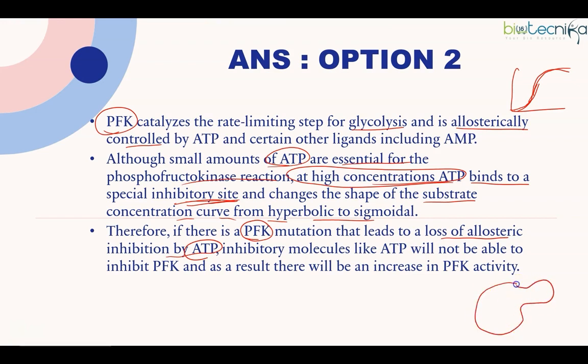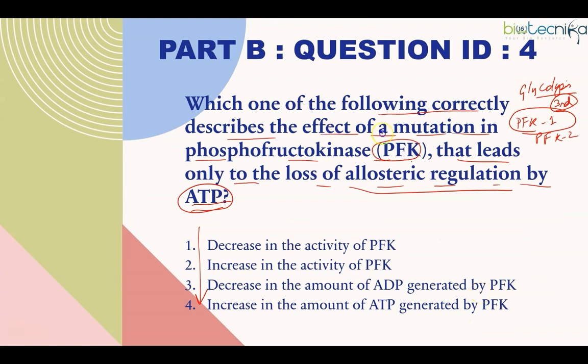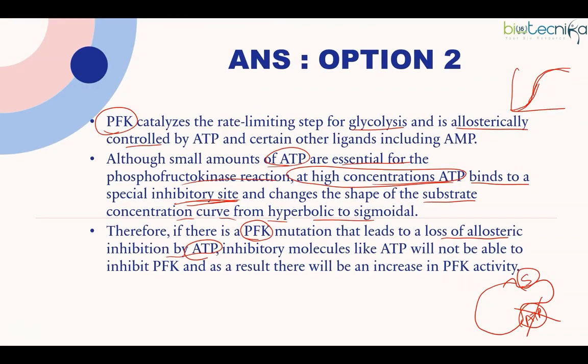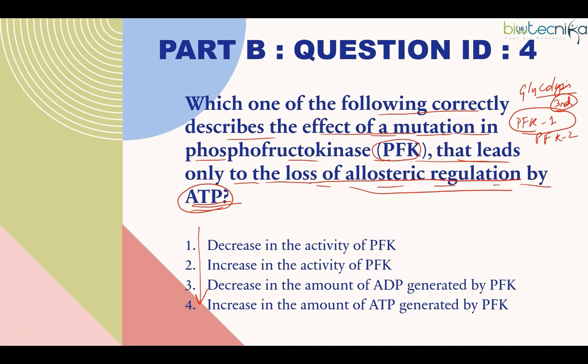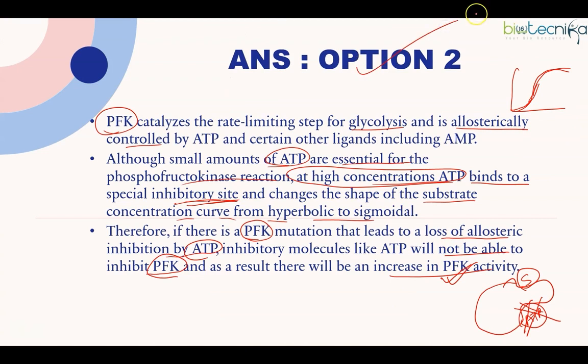If you have an allosteric enzyme, this is the substrate binding site and this is the ATP binding site. Now the ATP binding site is mutated. It's saying the effect of a mutation that leads only to the loss of allosteric regulation by ATP. That means the negative regulation is lost. Positive regulation is still there, but ATP cannot bind. It will not be able to inhibit PFK. So PFK will not be inhibited. If PFK is not inhibited, it means PFK is activated. It will increase in activity. Okay, so out of these, it is an increase in the activity of PFK. Option 2 is the right answer.